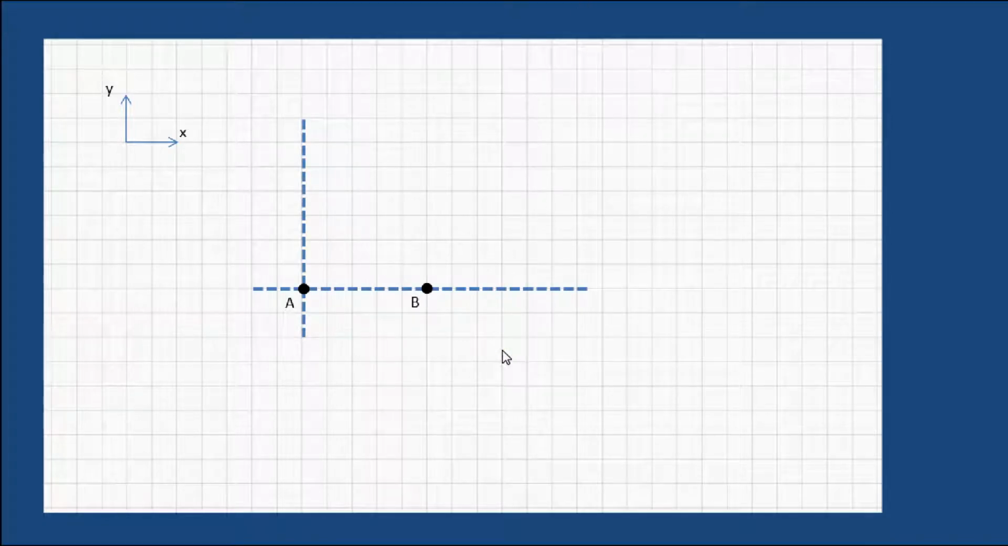In this video, I'd like to discuss the difference between the scalar and vector formulations of a moment. Let's consider a 50-pound force directed in the vertical direction at a distance of 5 feet from the horizontal axis that passes through some given point A.